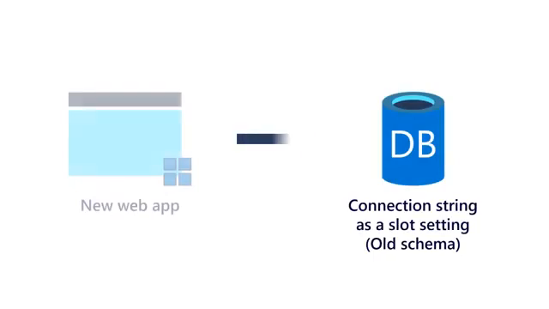You might discover problems at this point. For example, if the database connection string is configured as a slot setting, the new version of the web app will use the existing production database. If you forgot to upgrade the database schema in the production database before the swap, you could see errors and exceptions when the new app version attempts to use the old schema.